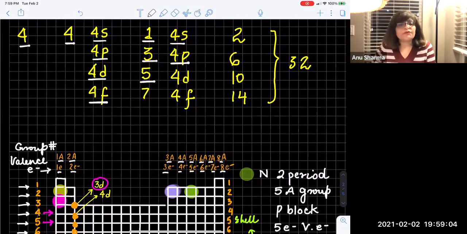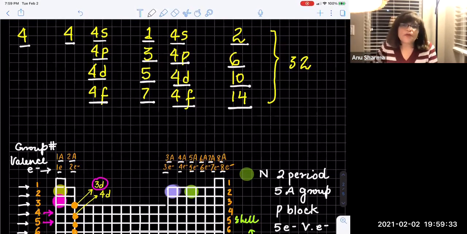4D is made up of five orbitals always. D, always five orbitals. 4D is the name. And seven orbitals are present in the 4F subshell. The names of those orbitals are 4F. So two electrons are present in S all the time, maximum. P can hold a maximum of six. D can hold a maximum of 10. And F can hold a maximum of 14.